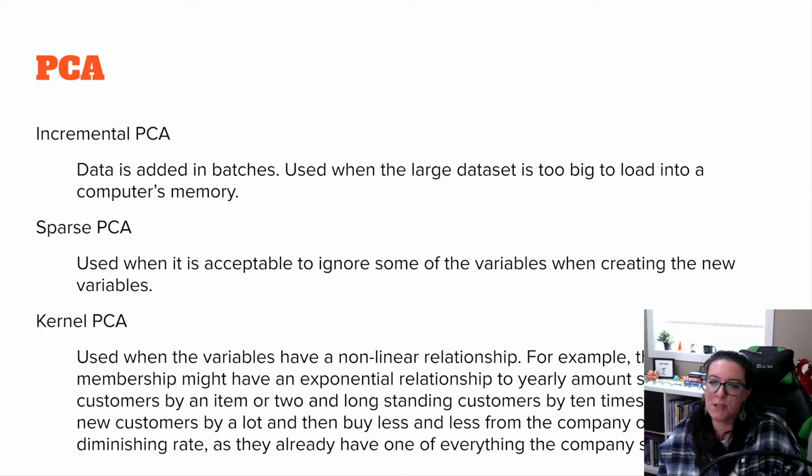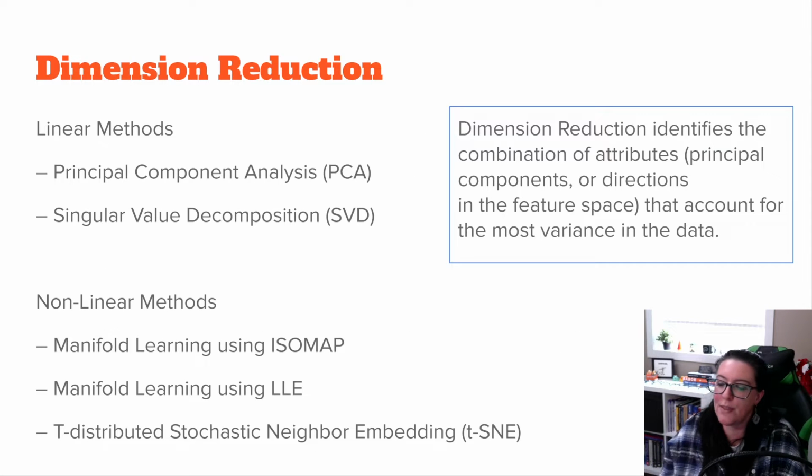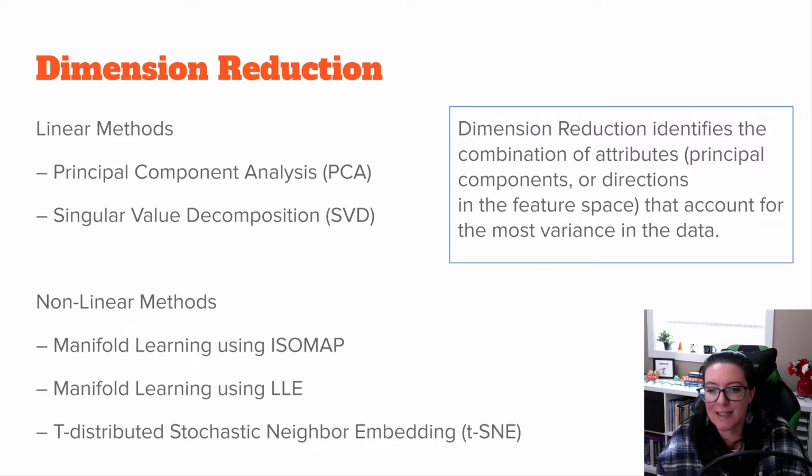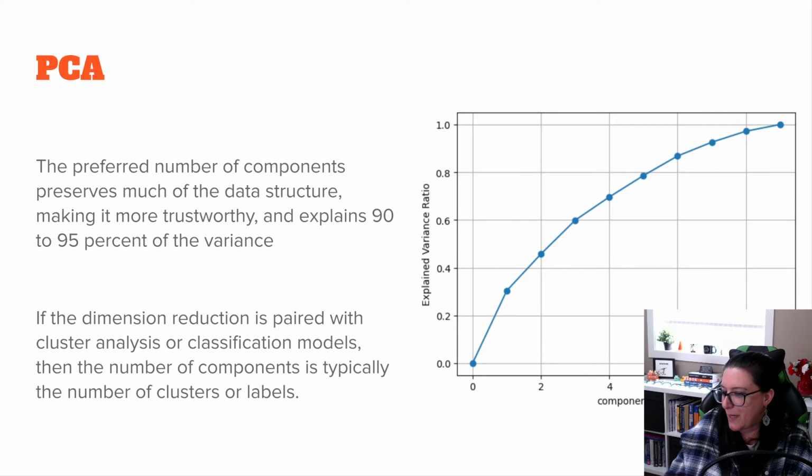Or maybe there's some kind of diminishing rate. Our customers buy a lot from us initially. Now they have one of everything we sell, and so that rate is not a linear decrease, but it decays quite rapidly once they've exhausted our products. Maybe it's not something you continually buy over time. So if your variables have a relationship that's not linear, then you can use the kernel PCA. Again, when it comes to nonlinear methods, often used with images, we'll talk more about that when we're looking at recognizing images. Then we'll use more nonlinear methods like manifold learning, isomap, LLE, and t-distributed stochastic neighbor embedding.